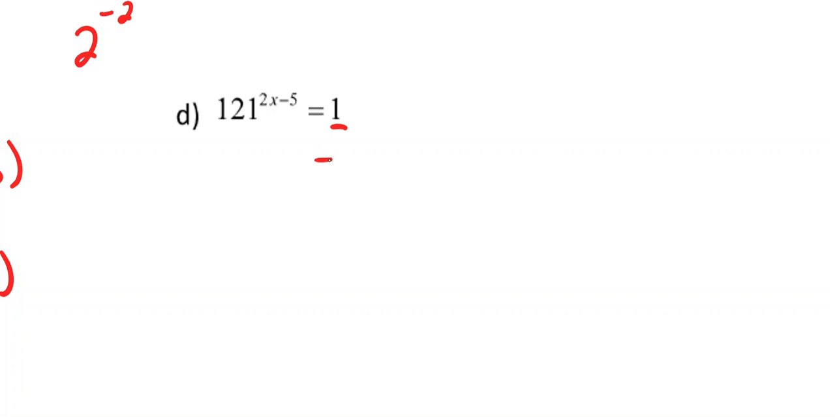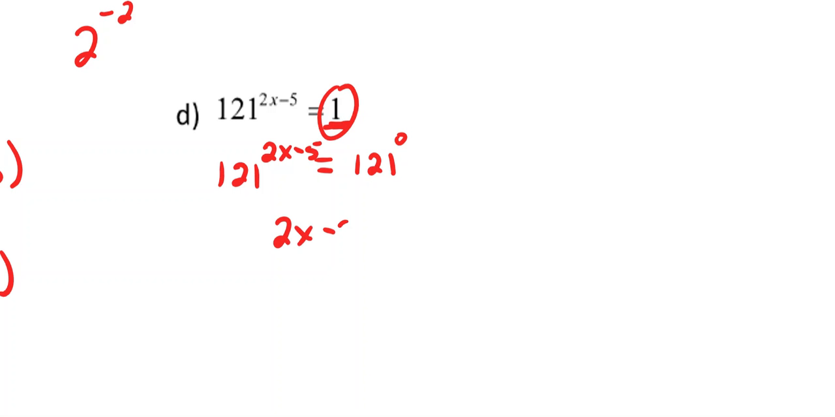Well, what about this? Here's the little twist. Why don't we call this 121 to the power of 0? Because anything to the power of 0 is 1. Okay, so I can do that, and then this side would be 121 to the power of 2x minus 5. All right, so now we're good, right? We've got the same base. So now we can say 2x minus 5 is equal to 0. So then x would be equal to 5 over 2.